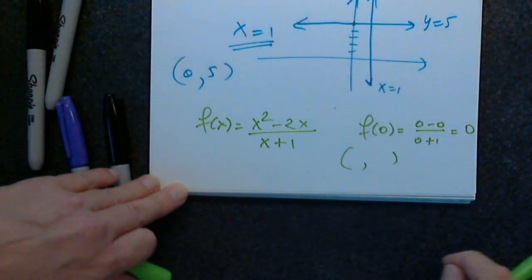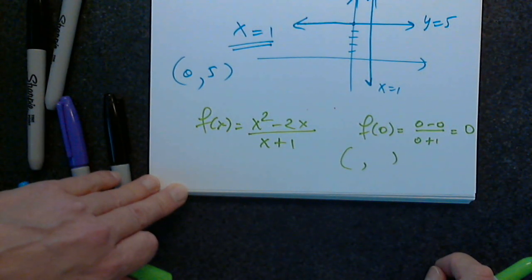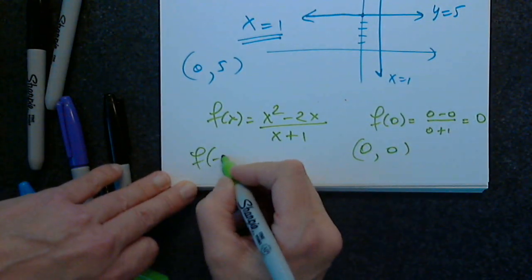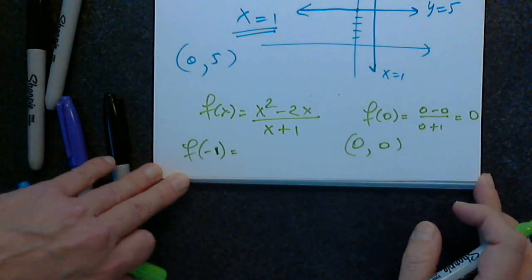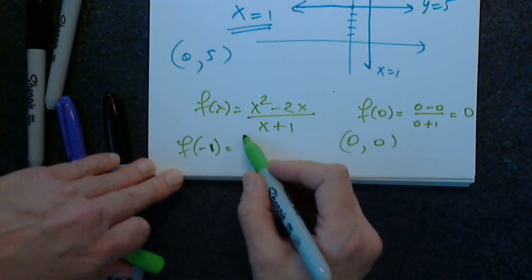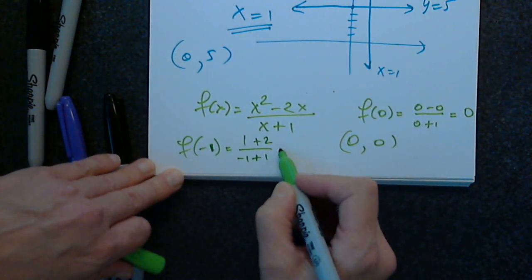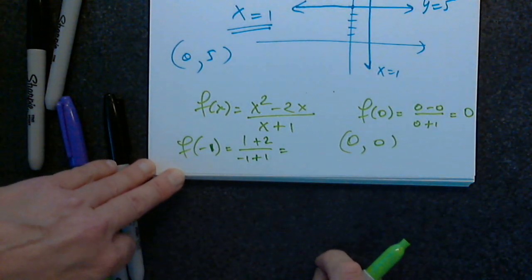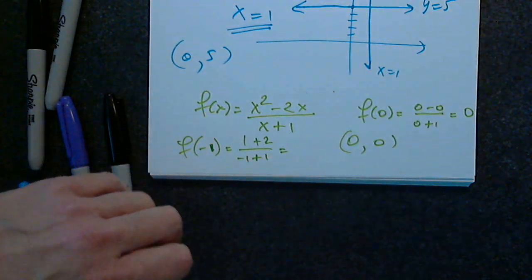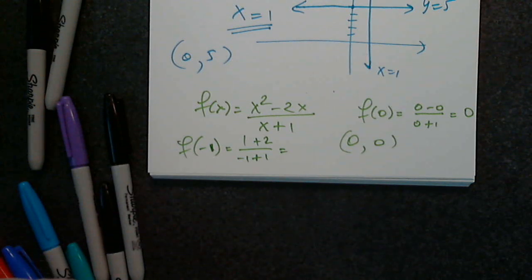What is the ordered pair we just determined? (0, 0). Excellent. What if I ask, find f of negative 1? What will you say? The same thing. Very good. So then I have 1 plus 2 over negative 1 plus 1. What is the answer this time? Careful. The numerator is 3, the denominator is 0, so the answer is undefined. Careful.